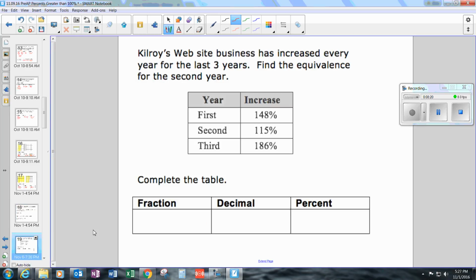So in Kilroy's website business, it increased every year for the last 3 years. Find the equivalence for the second year. The second year is here. What percent is that? 115%. So what fraction would that be? 115 per 100. And how would you write that as a decimal? Can 100 go into 115? One time. So the decimal is 1 and 15 hundredths.